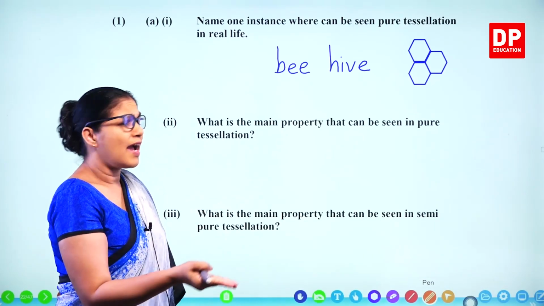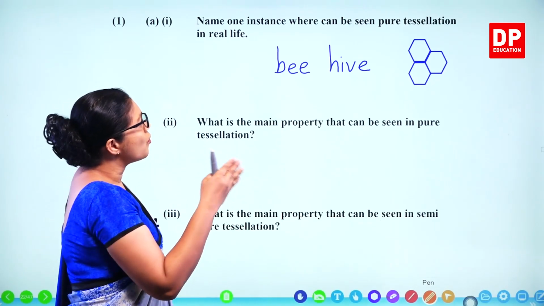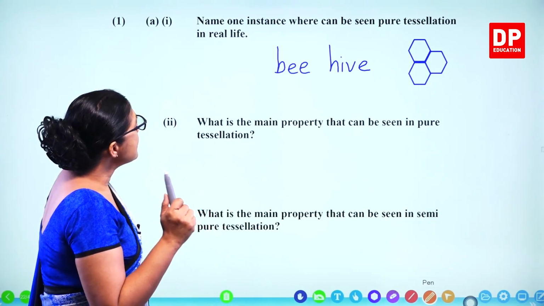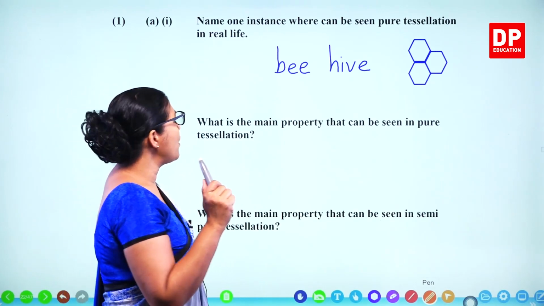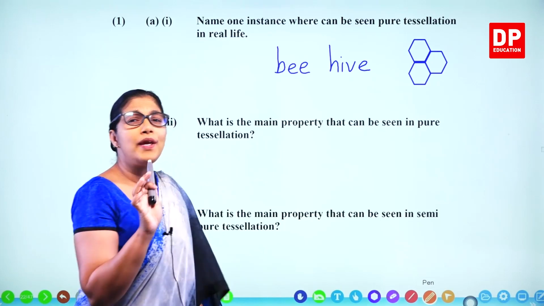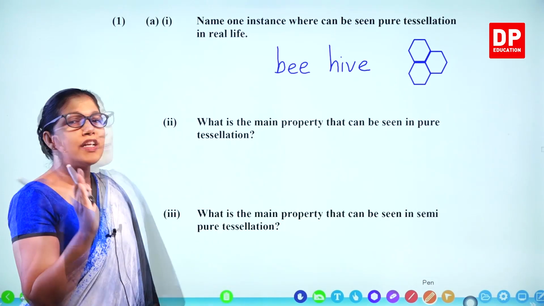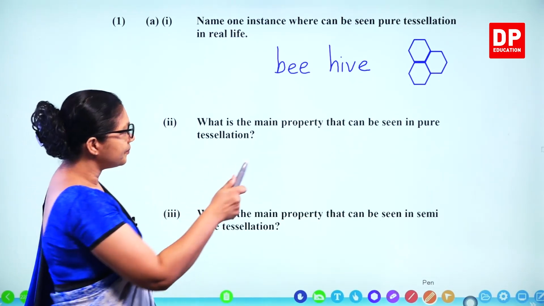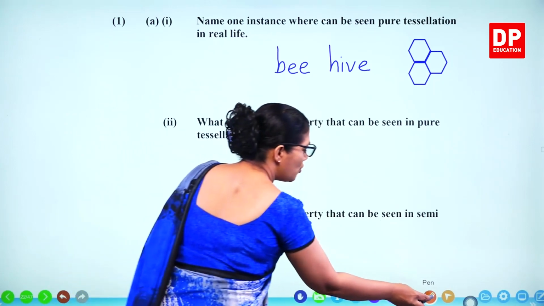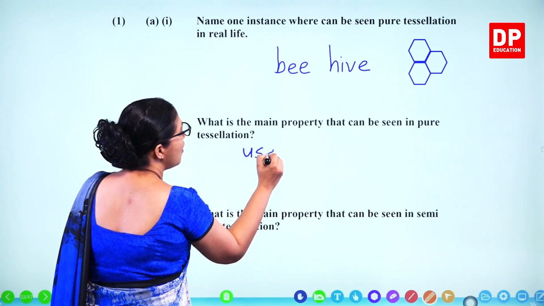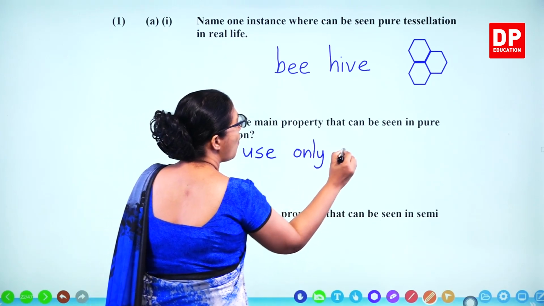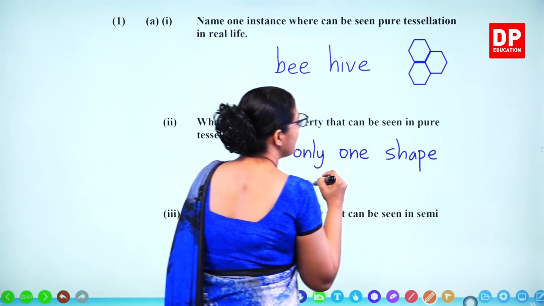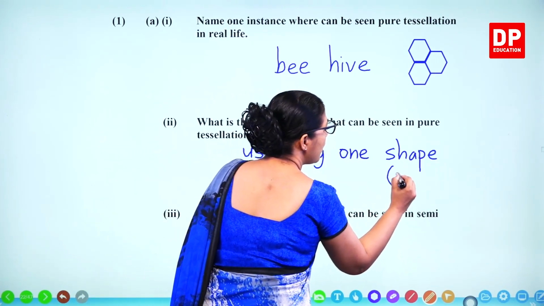And tiling, you can see square tiling and triangular tiling. What is the main property that can be seen in pure tessellation? Pure means we use only one polygon. So in this lesson, we are only considering polygons. So pure tessellation uses only one shape. Or you can write a polygon.